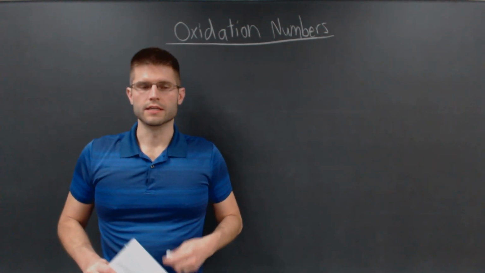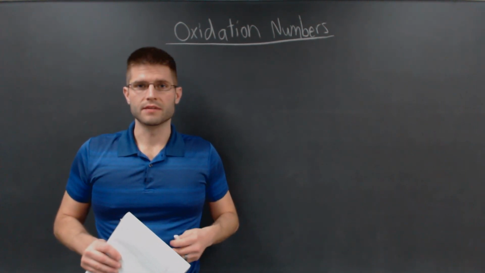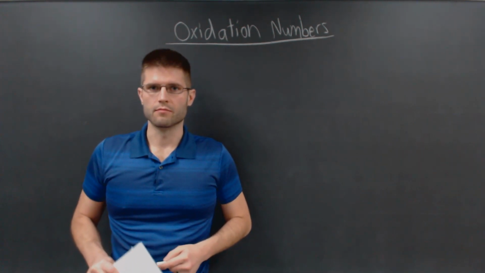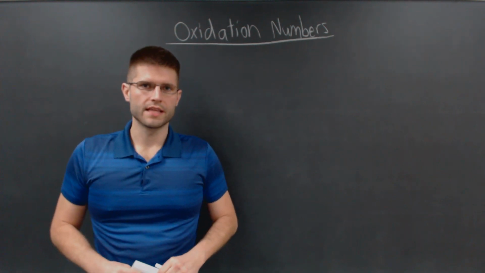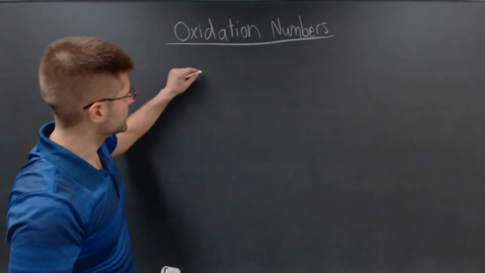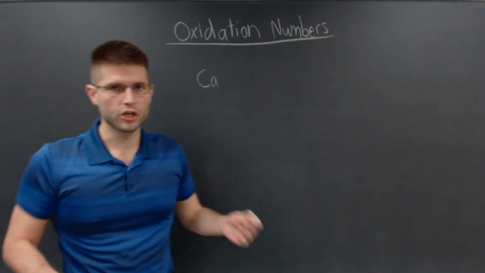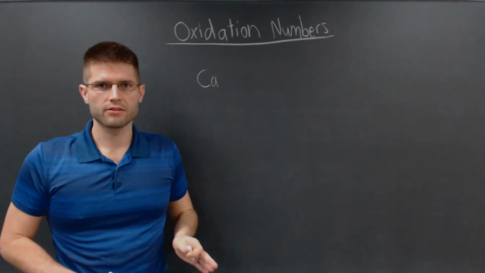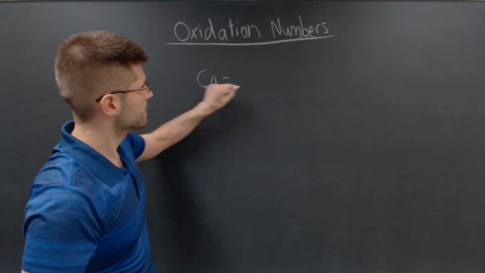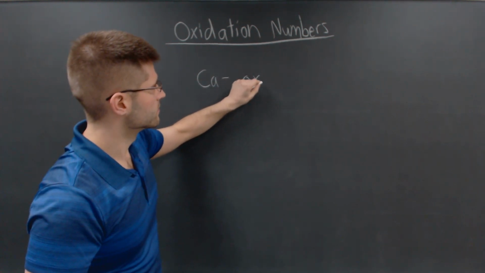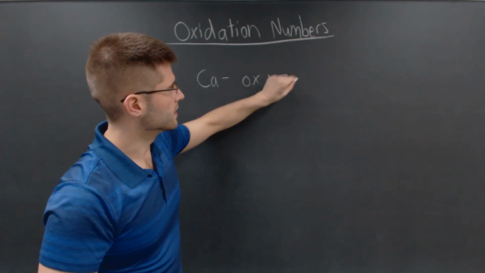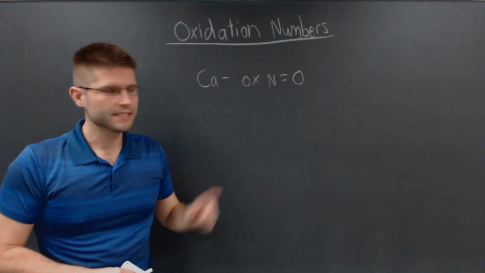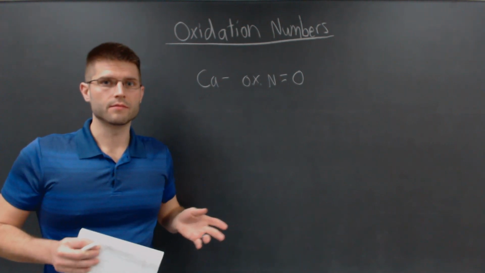The first rule is any element, given that it's in its natural state, will have an oxidation number of 0. So let's see what that means. Let's say we took calcium, just regular Ca, it's not in its ionic form, just pure calcium. We would give this an oxidation number equaling 0.